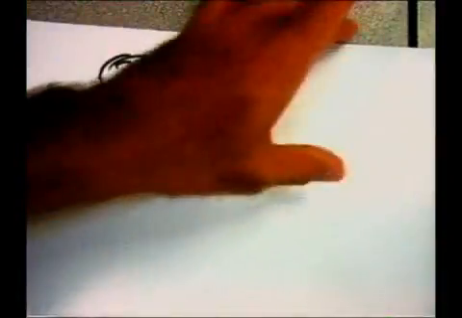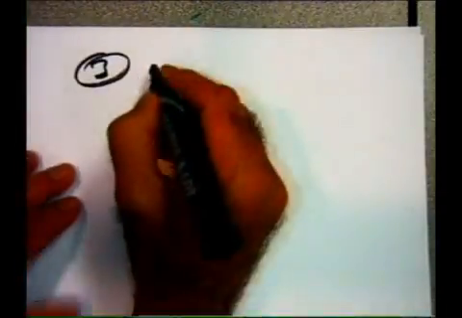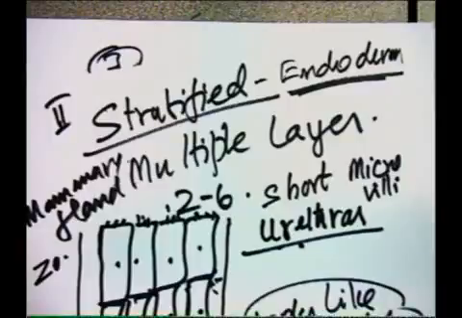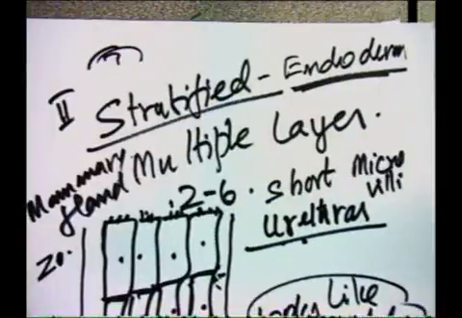Now we will go on to the next type of columnar epithelium, pseudostratified, otherwise called ciliated. That's the third type in our list. Is there a function for the stratified columnar? The stratified, which I mentioned earlier, functions as protection. Function as protection for the stratified epithelium.